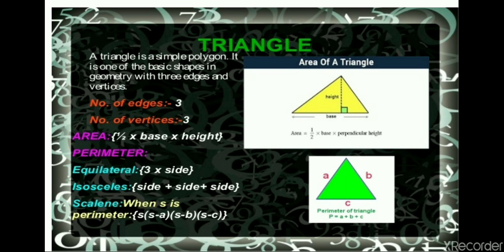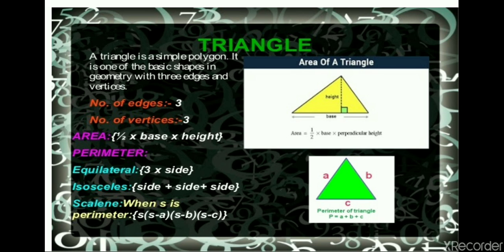Triangle. A triangle is a simple polygon and one of the basic shapes in geometry, with 3 edges and vertices. The area of a triangle is half into base into height. As you can see in the figure, this is the height and this is the base. So the area of this triangle will be half into base into height.